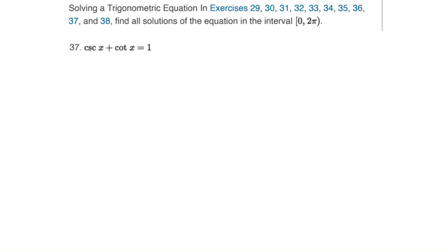Here's number 37 and 5.3. So we need to solve this trig equation, find all solutions in the interval 0 to 2 pi. So you have cosecant of x plus cotangent of x equals 1.